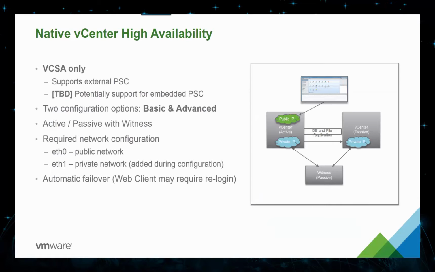A much needed new feature is the native vCenter High Availability, or HA. The HA supports an external PSC and potentially in future releases the embedded PSC. HA is configured with one vCenter server as the active and one as a passive with a witness. During failover situations, it will automatically fail over. Now, if you're already in the vSphere web client and actively using it, you may not even realize that it's failed over. Worst case scenario, what may happen is you just have to relog back into the vSphere web client.